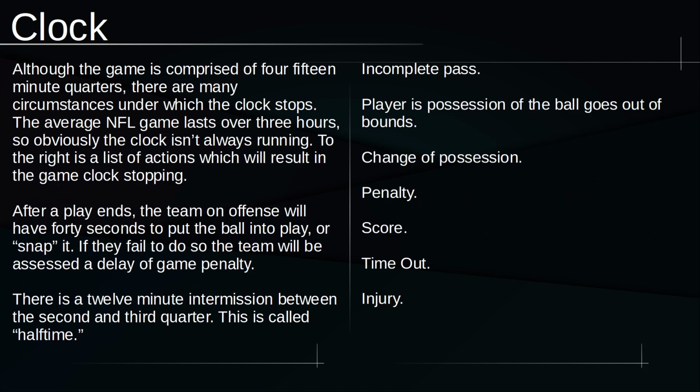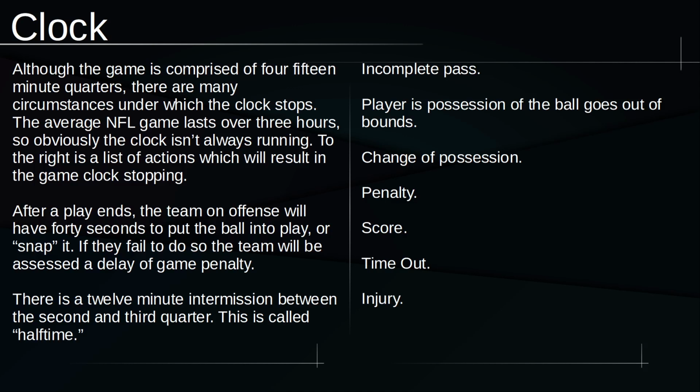Clock. Although the game is comprised of 4 15-minute quarters, there are many circumstances under which the clock stops. The average NFL game lasts over 3 hours, so obviously the clock isn't always running. To the right is a list of actions which will result in the game clock stopping.